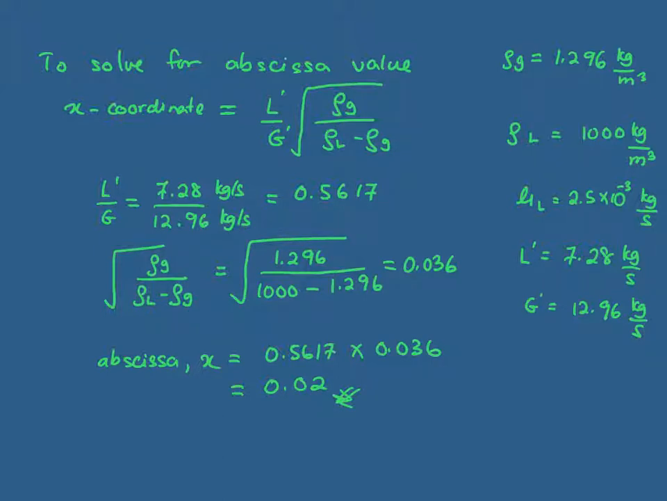Based on the substitution, we substitute all data that we have calculated into the given formula to calculate the abscissa value. So what we can get is actually 0.02. So this is the value for our abscissa.